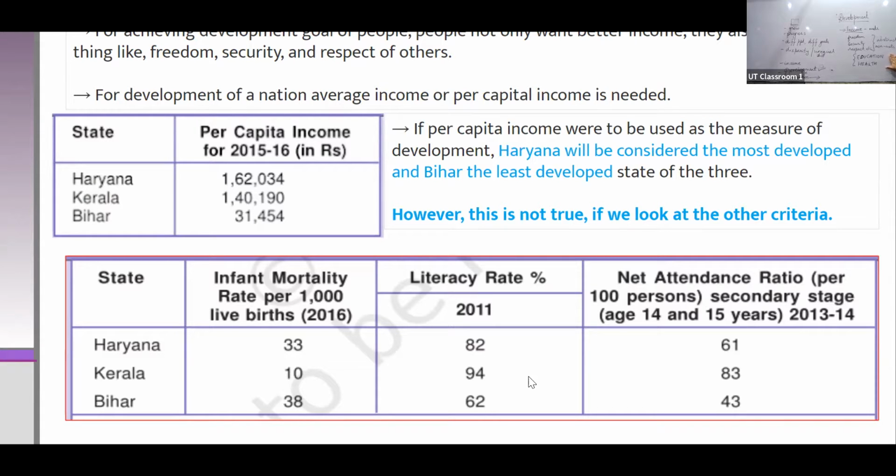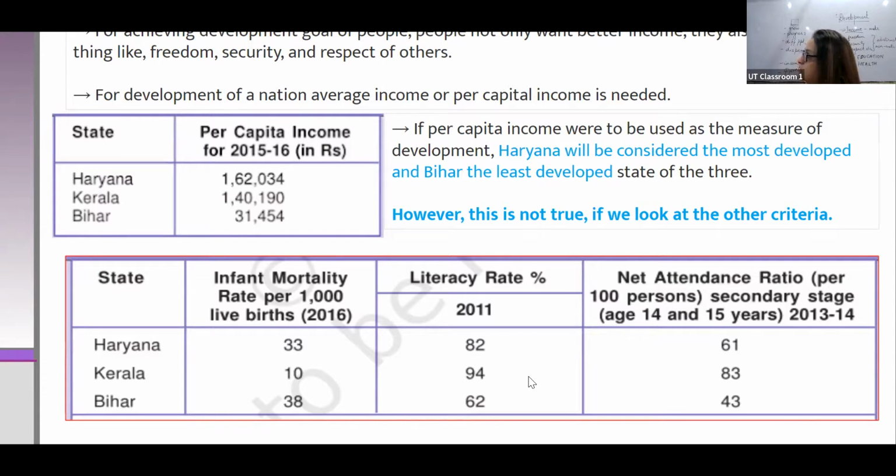See, your parents are sending you to schools, but they're also sending you here, so they are investing in you, right? So what is that for? So that you have a brighter future ahead and you make your career. So now here we take these three states into consideration: Haryana, Kerala, and Bihar.